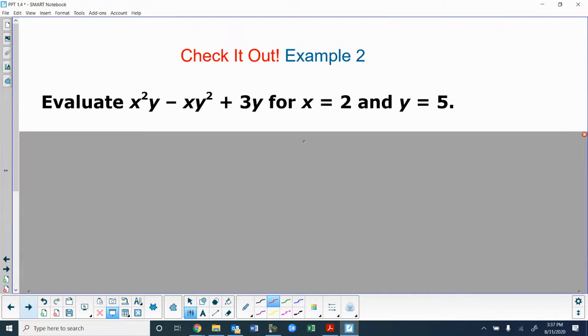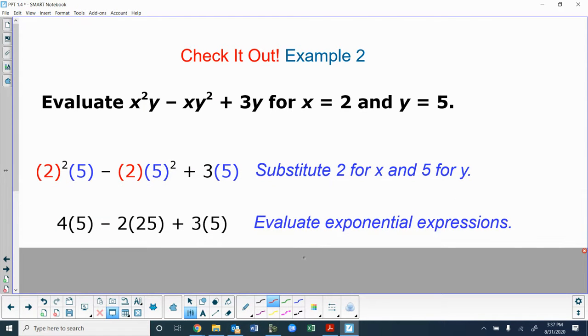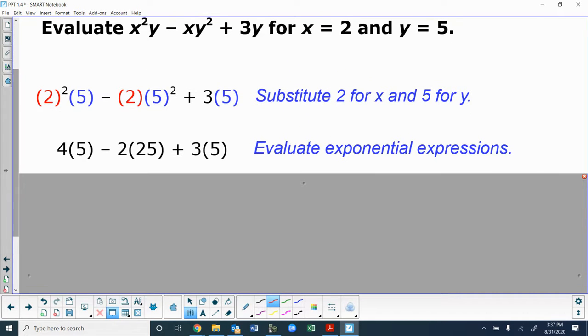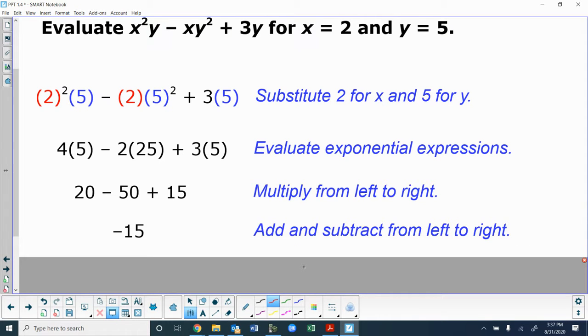All right, again, in that same type of problem, we're putting 2 in for X, 5 in for Y. We're going to do the exponent, so 2 squared gives us 4. 5 squared gives us the 25. And then we'll do multiplication, 4 times 5, 2 times 25, 3 times 5: 20 minus 50 plus 15. So we get negative 30 plus 15, which would be negative 15. Okay, stuff you guys can handle. It's simple, you can do it, no problem.